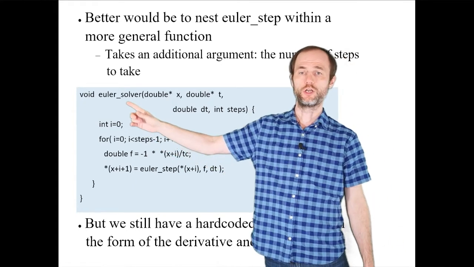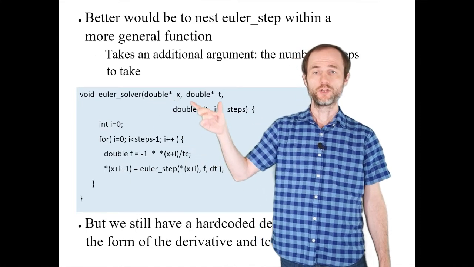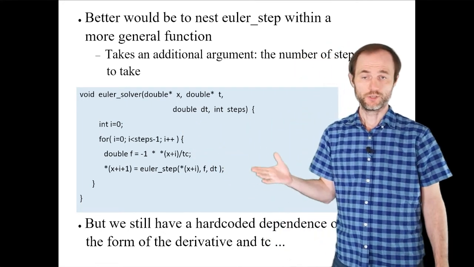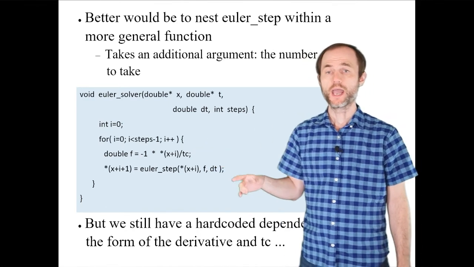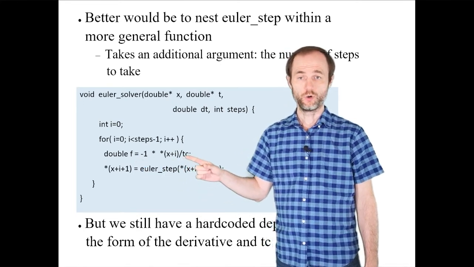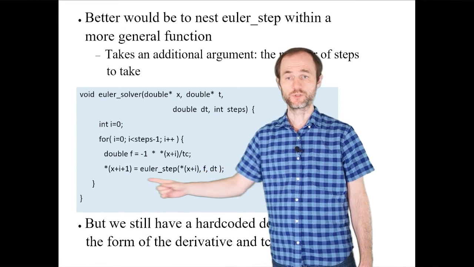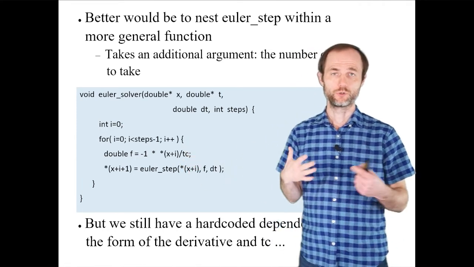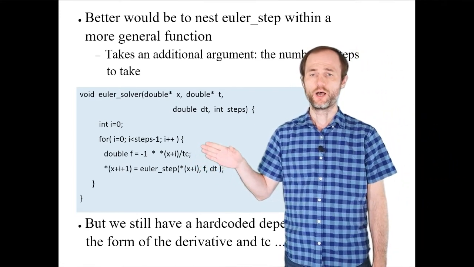So we're going to call this function an Euler Solver, and we're going to give it an array x of solution, an array of times, and we're going to give it a constant time step and the number of steps to take. And so what this simple wrapper of the Euler step does, it loops over the steps, and it computes the right-hand side for the current value of the solution, and then it updates the solution at the next time step by taking the Euler step. And here what we've done is we've switched to the pointer notation as opposed to the array notation. However, as you notice, we still have this hard-coded derivative over here.